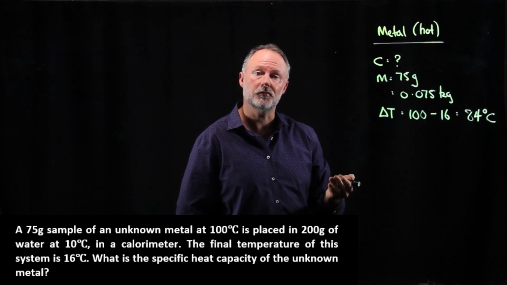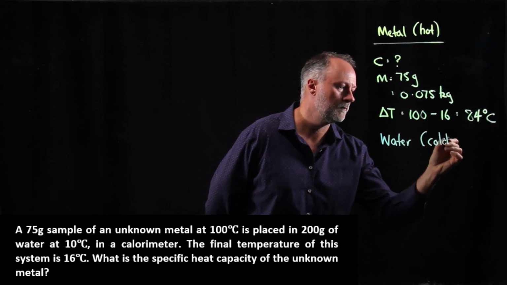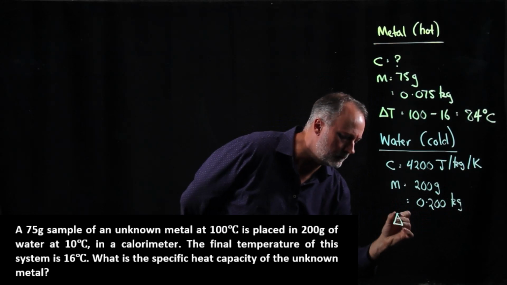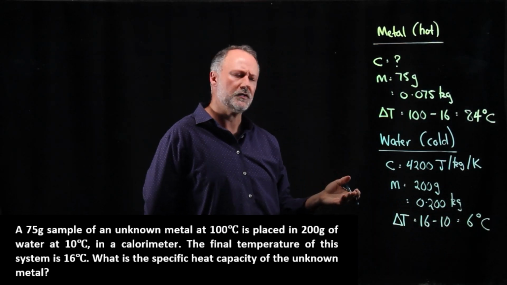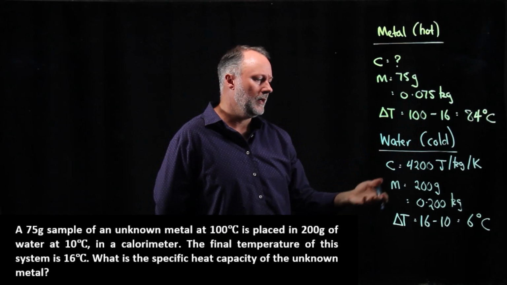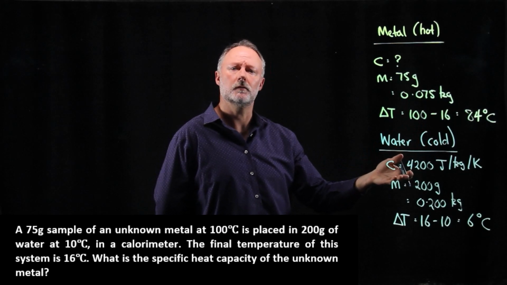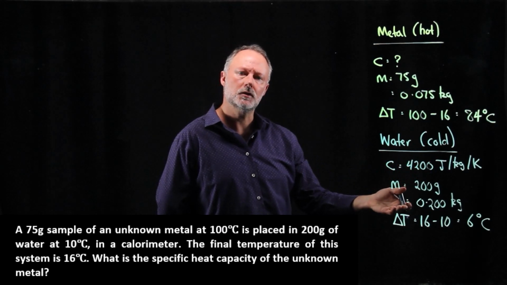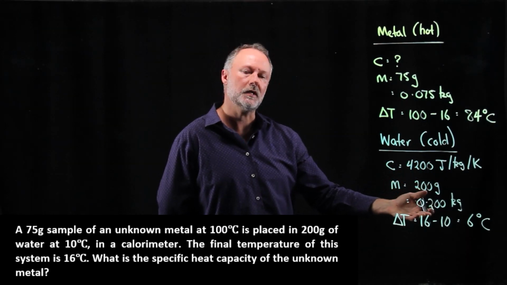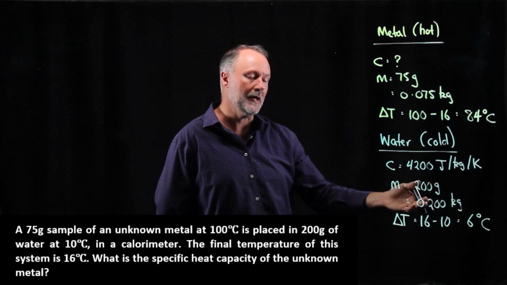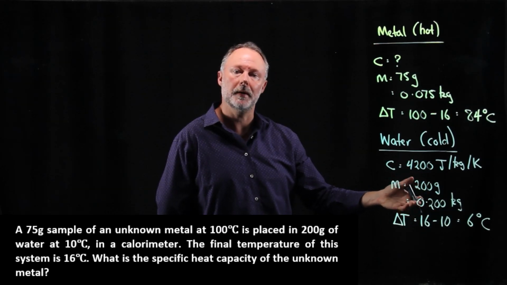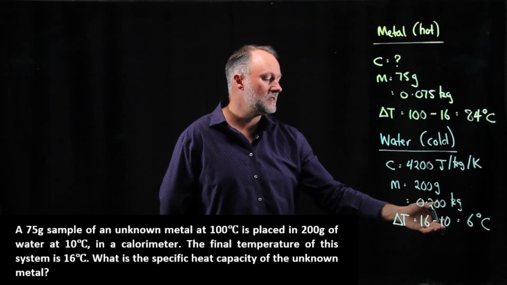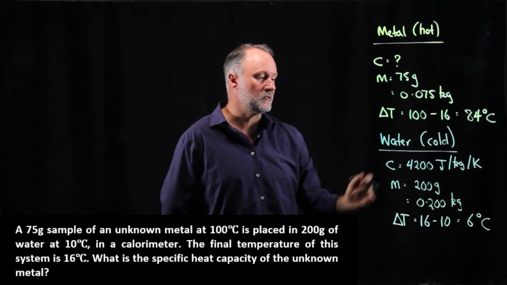Now let's consider the information for our water. So there's the information for our water, which is starting as a cold object. It has a specific heat capacity of 4,200 joules per kilogram per Kelvin, which is textbook out of the table. Its mass is 200 grams, but when we divide that by 1,000, we express that as 0.200 kilograms. Again, we need our mass to be in kilograms for the calculation we're about to undertake. And the change in temperature, it's elevated to a hot temperature of 16, and it started at 10. Its change in temperature is 6 degrees Celsius.